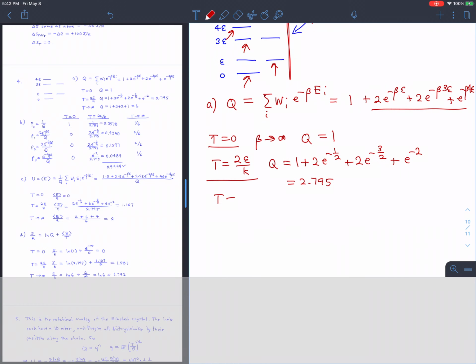At T goes to infinity, all the betas go to 0, and you just get 1. q is equal to 1 plus 2 plus 2 plus 1, which is just equal to 6.